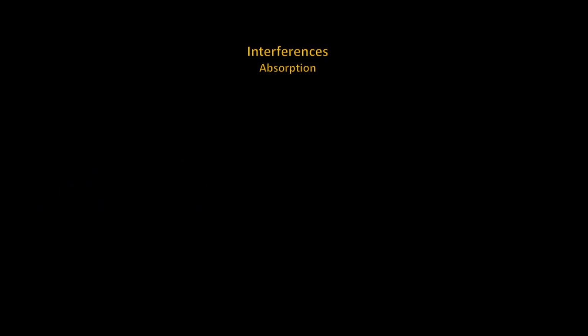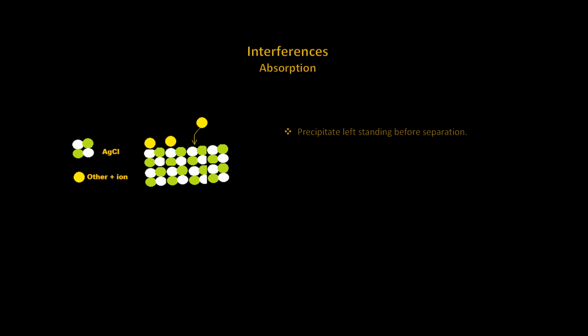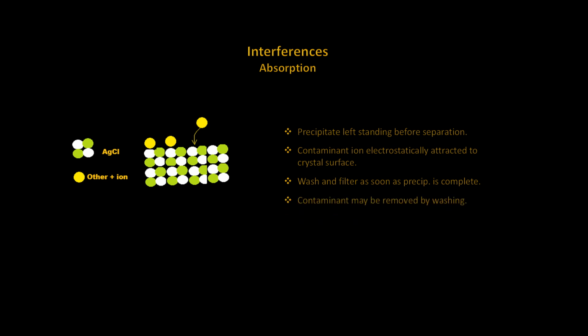Now, if a precipitate is left standing for a longer period of time before filtration and washing, unwanted ions may be electrostatically attracted to the surface of a crystal and adsorbed on the surface, as shown in this simple diagram. This can be minimized by filtering and washing as soon as all precipitate is formed. Digestion with distilled water may also remove any soluble ions that become stuck to the crystal surface, followed by decanting and further washing. But if the contamination is severe, then dissolving and reprecipitation of the precipitate itself may be necessary.